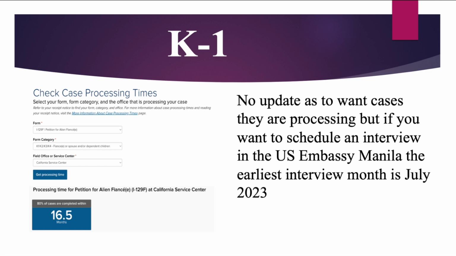The field office or service center for this one is the California Service Center. But for the other service centers, they're all kind of the same. It's 16.5 months of waiting. So yeah, it's still a long wait, not 7 months or 9 months, which was the usual K1 process before the pandemic. Okay, so for the family preference visa, the update is here.